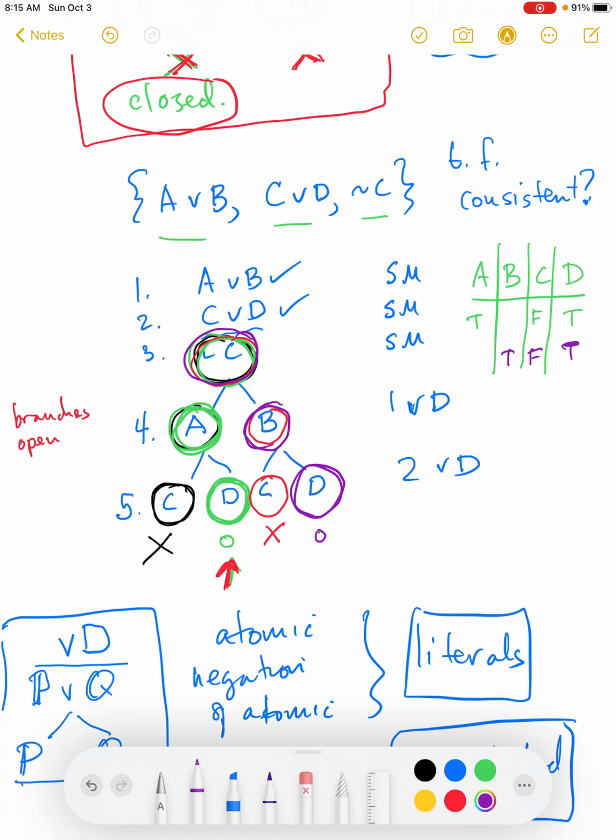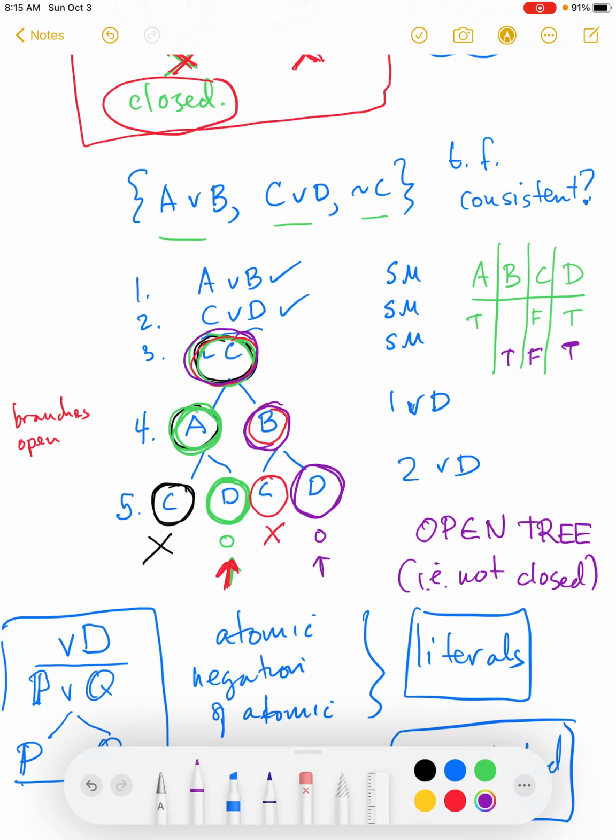Okay, so what we know off the bat is that this tree, again, it's another little definition, is an open tree. Why is it an open tree? Because it has at least one open branch. It's not closed. An open tree is one that's not closed. In other words, it has at least one open branch. And in this case, we have two open branches.